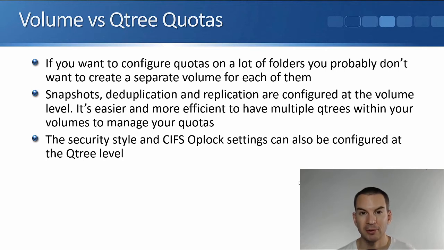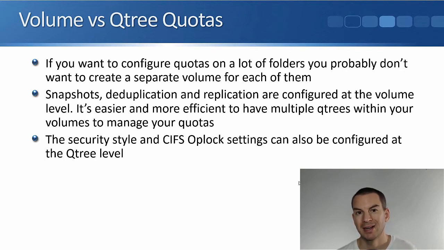The security style and SWIFT's oplock settings can also be configured at the Qtree level. Security style, Unix or NTFS, we'll cover that later when we get to the NAS section. SWIFT's opportunistic locks, this is for client-side caching. You're probably going to have that enabled at the volume level.